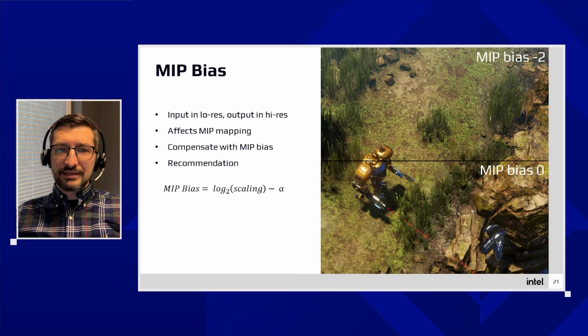Now, the MIP bias equation that we recommend looks like this. This equation depends on the scaling factor. This value can vary a lot from game to game. That is why there is this alpha value in here, so you can fine-tune it to fit your game. In the Riftbreaker, we could get away with a pretty aggressive MIP bias, so our alpha was -1.